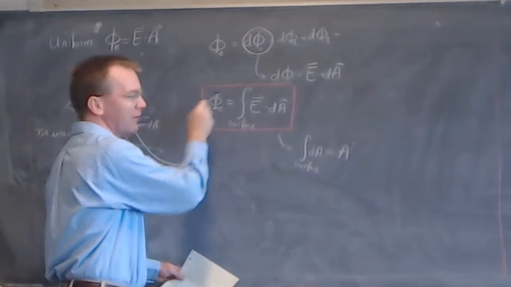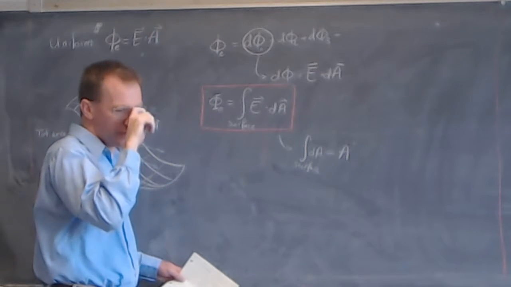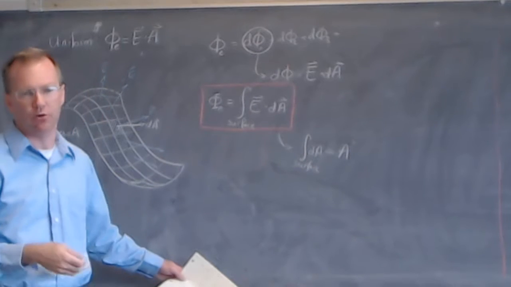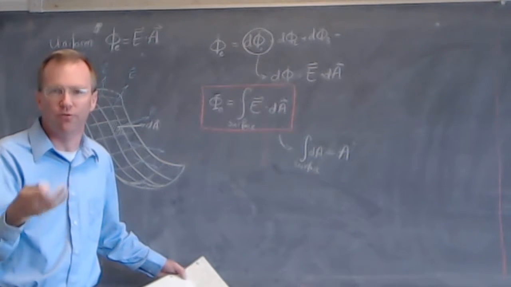These are both vectors, but this is not. This is scalar. That's because the dot product is a scalar product. You get out a number, 17 or 38 meters squared or whatever it happens to be, but there's no direction, there's no vector to it.